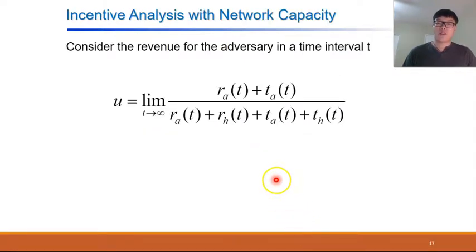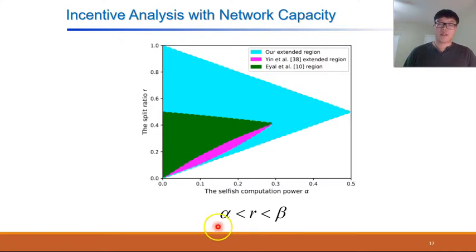We consider the revenue for the adversary in a time interval t. In particular, we compute the revenue for the adversary in the long term. This equation shows the bounds for the value of R in our results, and this figure provides a comparison between our results and the previous results. From it, we can see our bounds of R are much better than the bounds of R in the previous studies. This means considering the network capacity will not weaken the security claim of Bitcoin-NG.